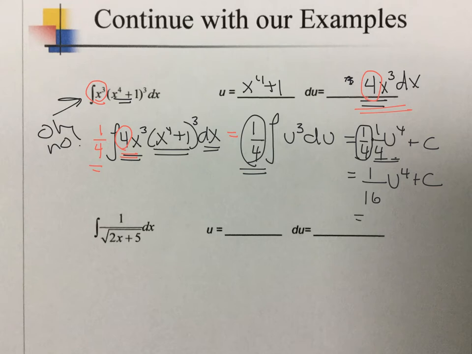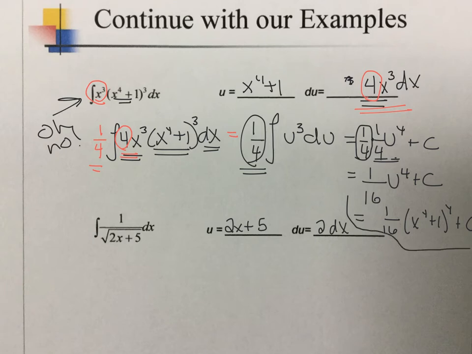And then our final answer goes to 1/16 times x to the 4th plus 1 to the 4th plus c. Okay? And again, I can check my work by taking the derivative of this, and you'll find that you'll end up exactly back where you started. So let's look at this last one here. Okay, so our last one, the u is 2x plus 5, and our du is 2 dx.